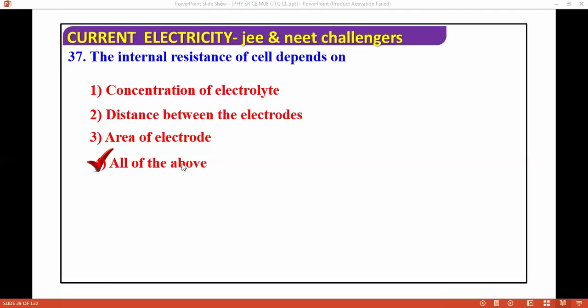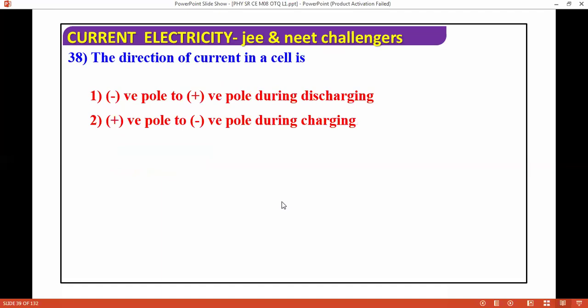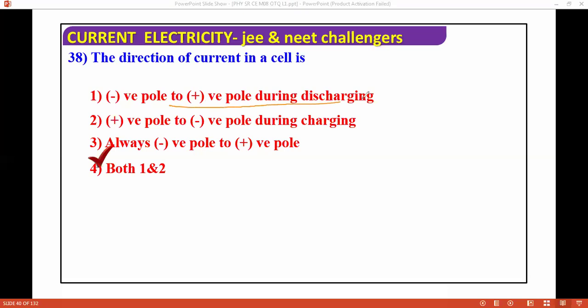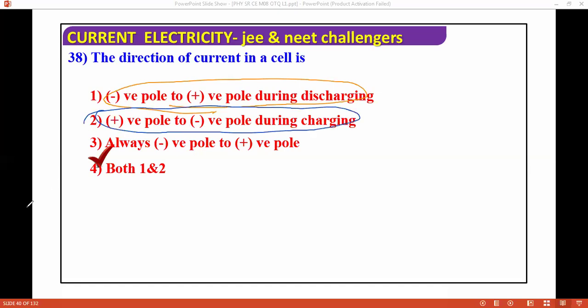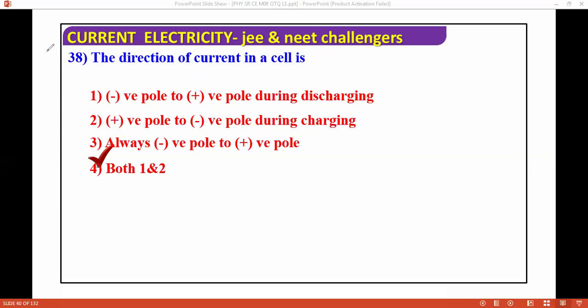Next question: direction of current in a cell is. Again, it's a very easy and doable question. Anyone can do it. The direction of current in a cell depends on whether you are charging or discharging. Basically, current goes from the negative pole to the positive pole during discharging, and from the positive pole to the negative pole during charging. Next question we are moving with.